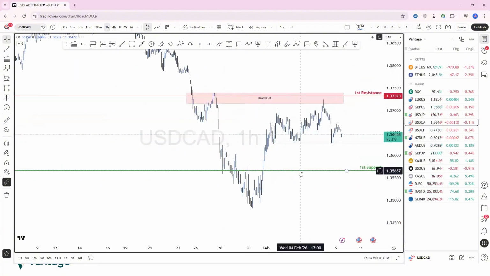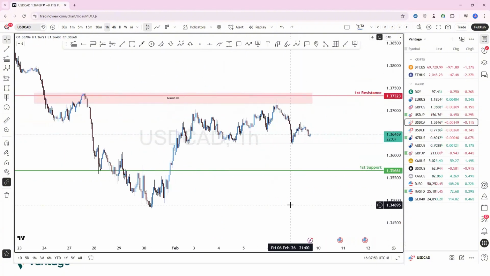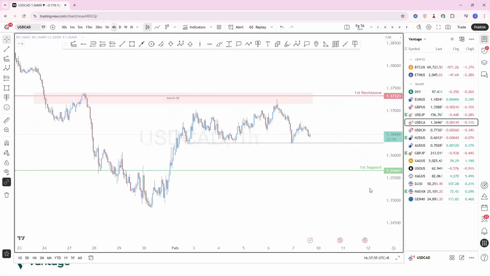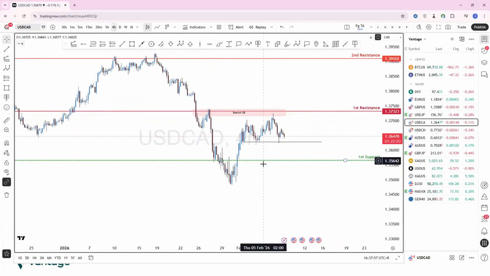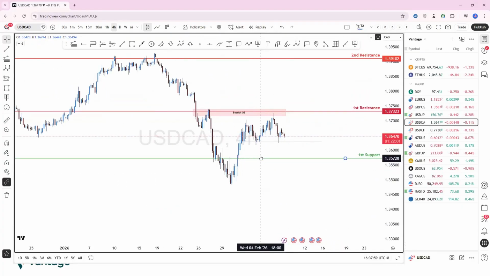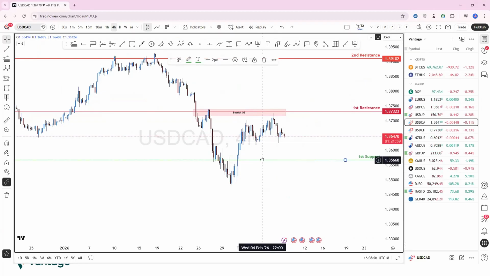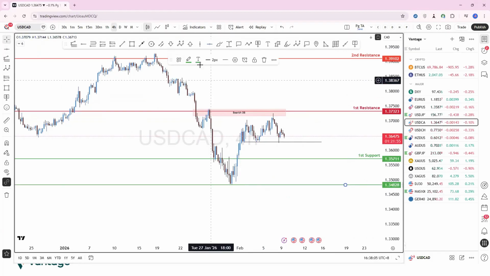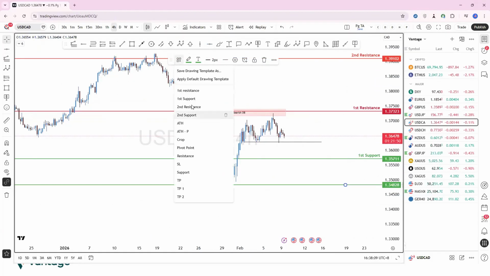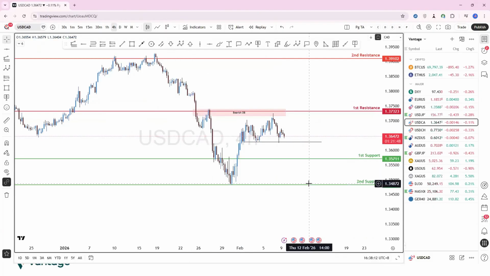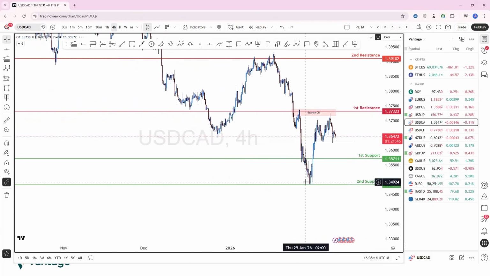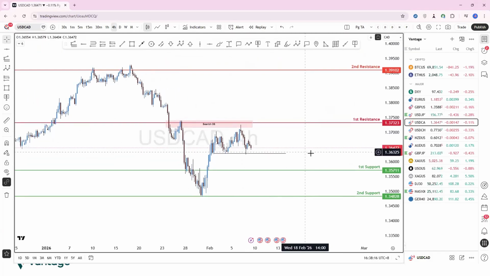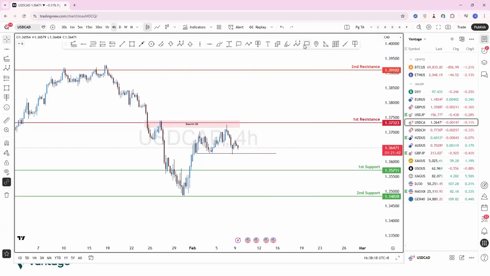This is how it looks in H1. Let's just say first support here. Second support, I'm going to put at the recent low. This is the price that needs to close below.